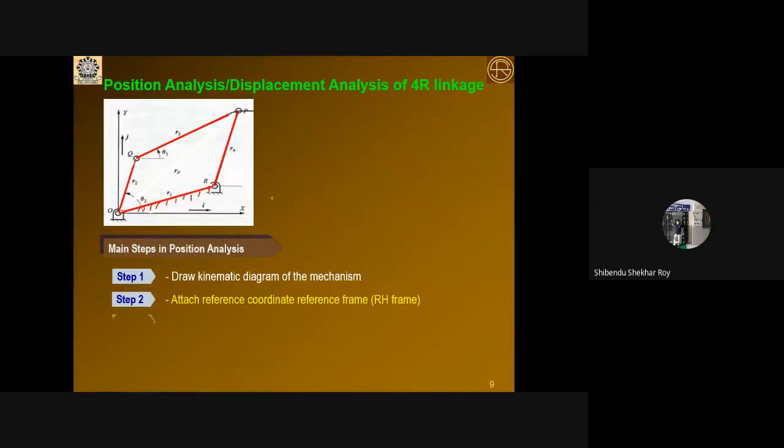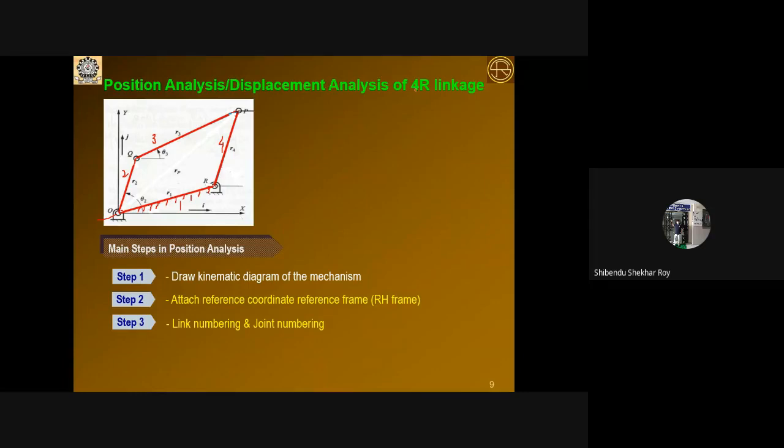So next, step number 3, you number properly the link numbers as well as the joint numbers. As you know, the fixed link you treat as link number 1, the first movable link is link number 2, the second movable link is link number 3, and the output link is link number 4. So link numbering is over. Joint numbering: this is your input joint, joint number 1, this is joint number 2, this is joint number 3, and this is joint number 4. So joint numbering is over.